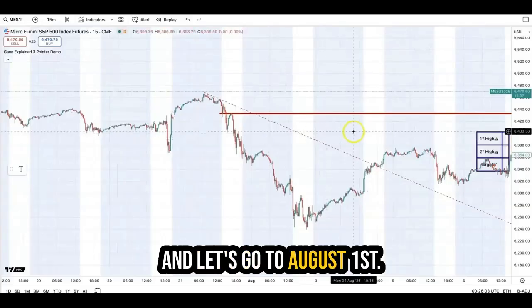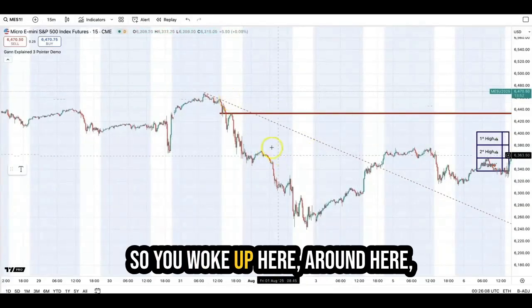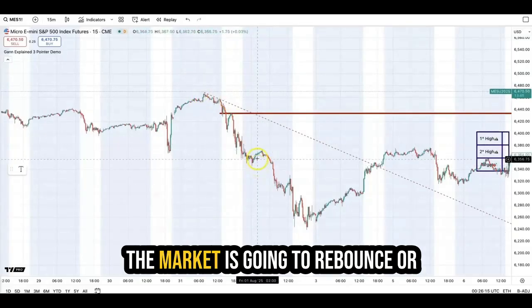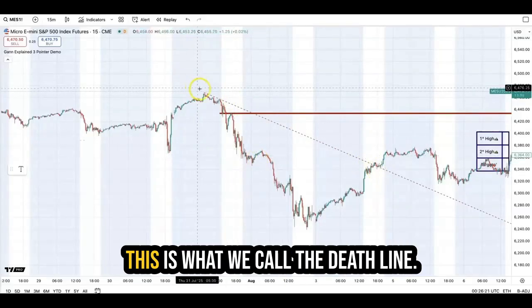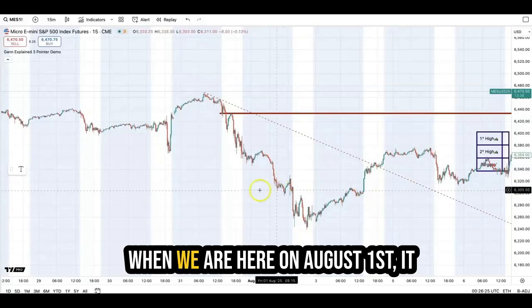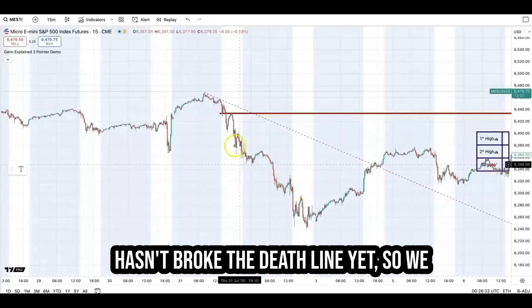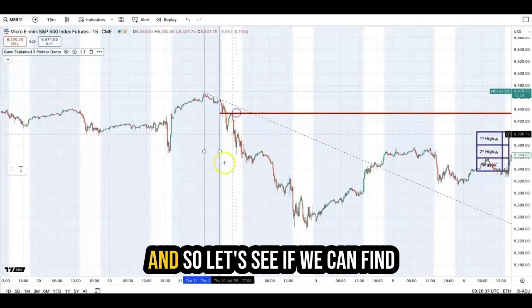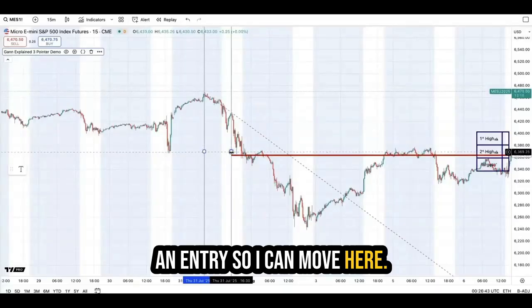And let's go to August 1st. So you woke up here, around here, and then you're figuring out whether the market is going to rebound or not. But you can clearly see that this is what we call the depth line. When we are here on August 1st, it hasn't broken the depth line yet. So we are still looking at the down market. And so let's see if we can find an entry. So I can move here.